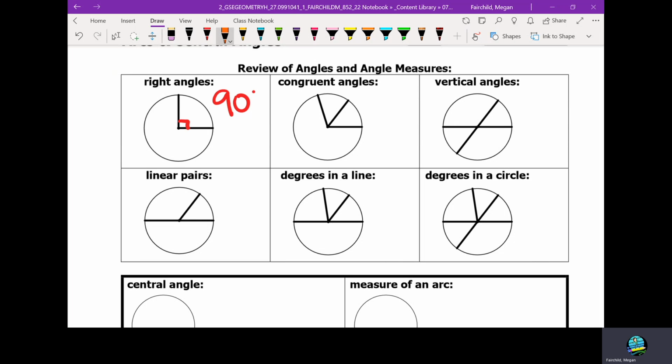Congruent angles are going to be marked with these arc marks like that. That means they are equal to each other. So maybe this is 60 and so is this one. Okay, congruent. They're going to be marked like that. Vertical angles, those are angles that share a vertex and are opposite each other. Those are congruent. So let's say this is, I don't know, 50 and 50.